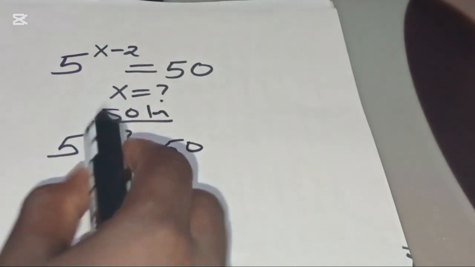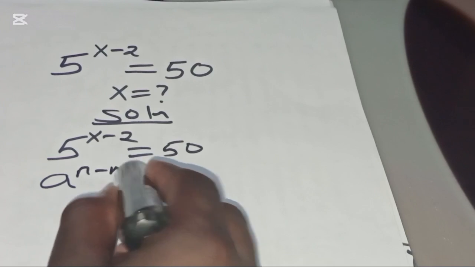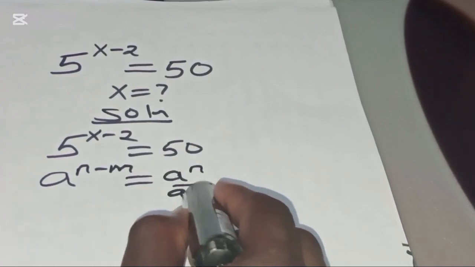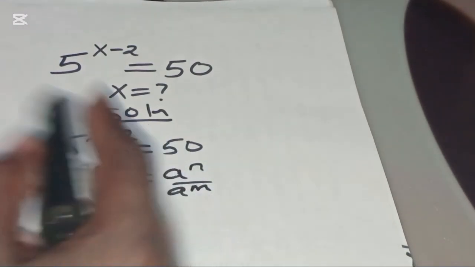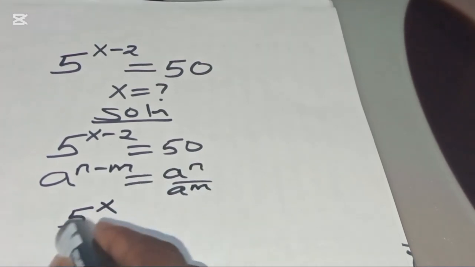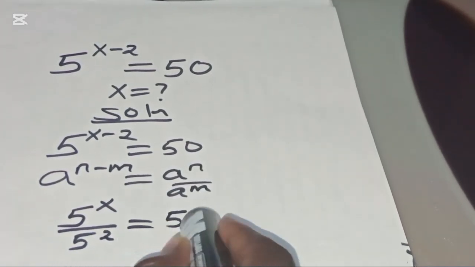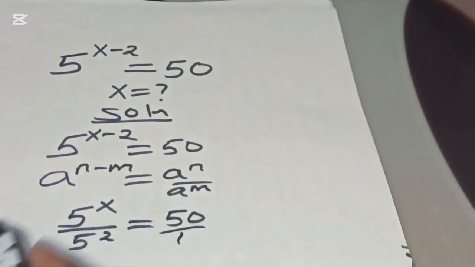Now 5 to power x minus 2 is in the form of a to power n minus m, which we can express as a to power n divided by a to power m. Applying this indices identity, 5 to power x minus 2 can be expressed as 5 to power x divided by 5 to power 2, which is equal to 50. And given that 50 is a whole number, this is over 1.